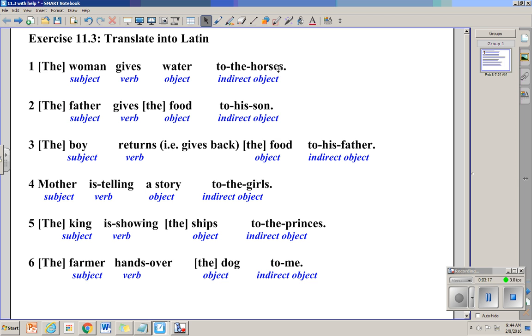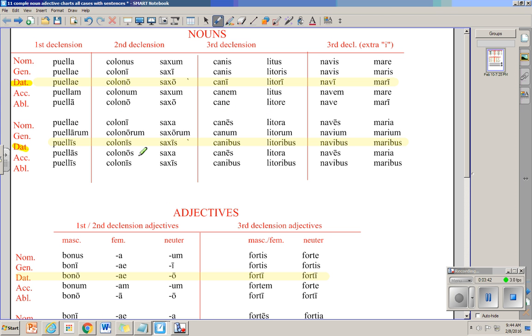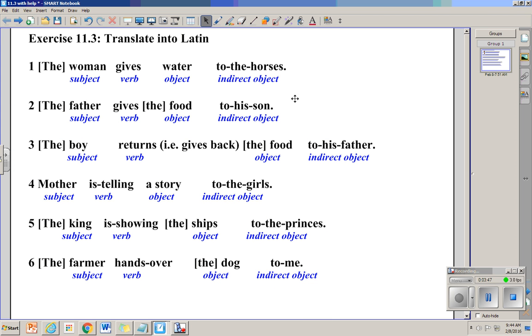Your main job, once you decide it's indirect object, you want dative, is figure out what kind of noun you have. For instance, equus in number 1. Is it like puella? Is it like colonus? Is it like canis? Obviously, equus is like colonus. So the dative plural of colonus is colonis, right? Therefore, your answer in that one is equis. So you should be able to do these. You can email me for the answers when you're done. Pause the video and make sure you have all of this help.